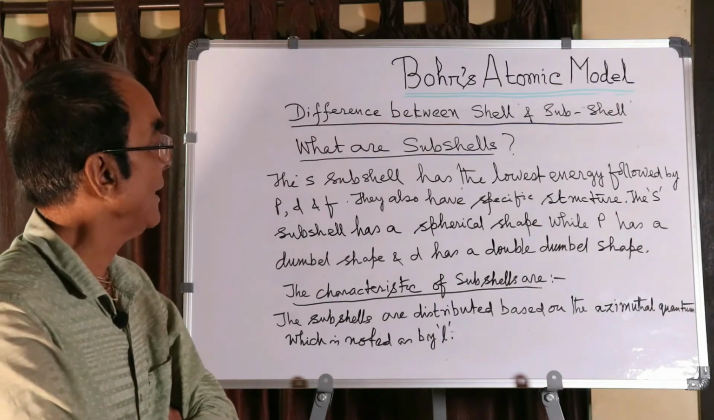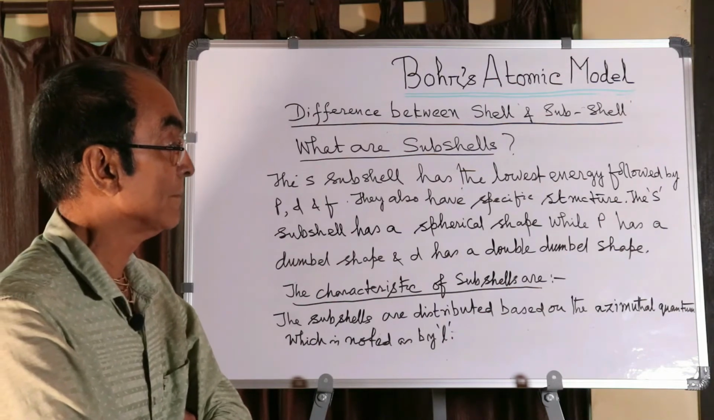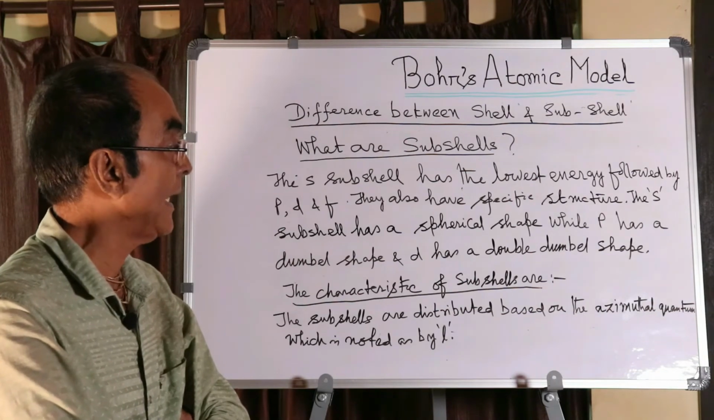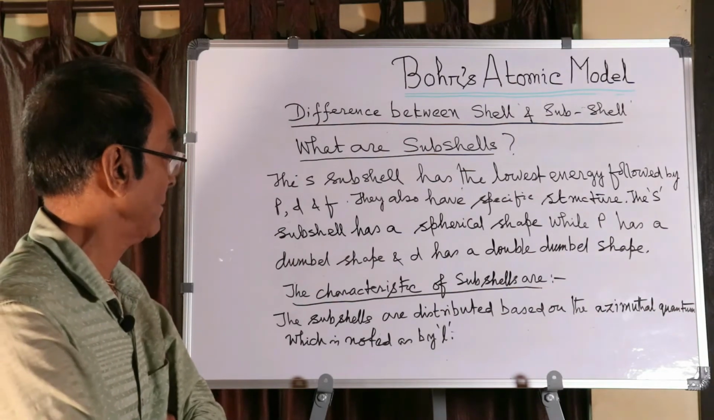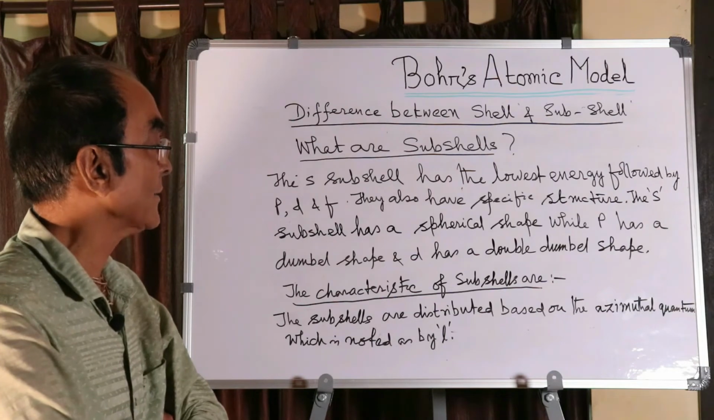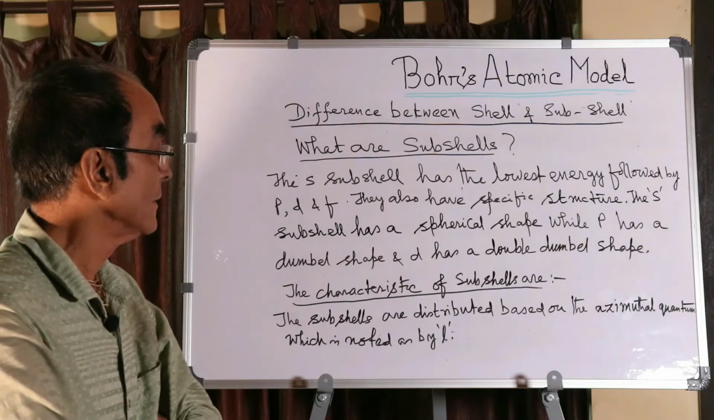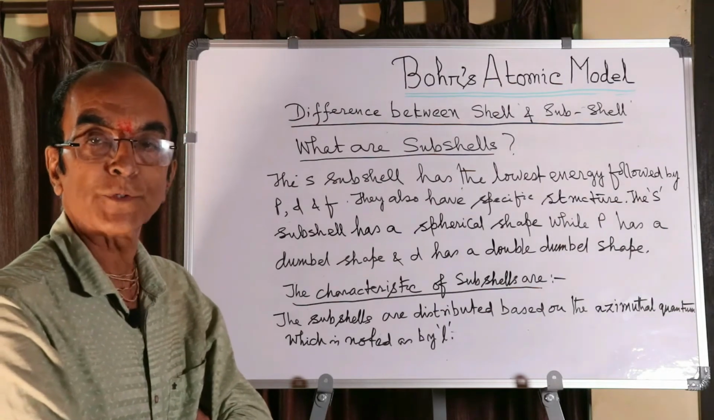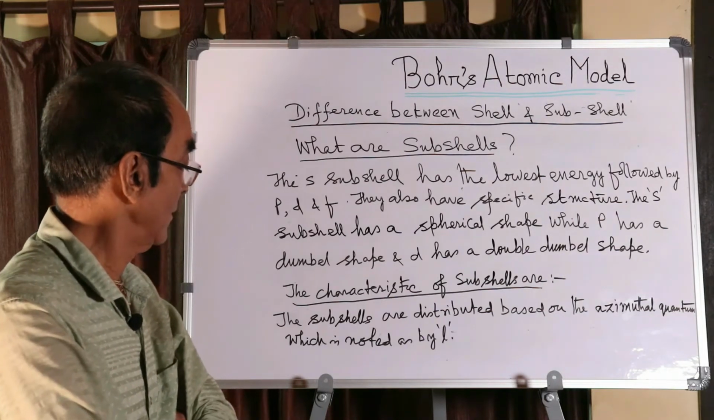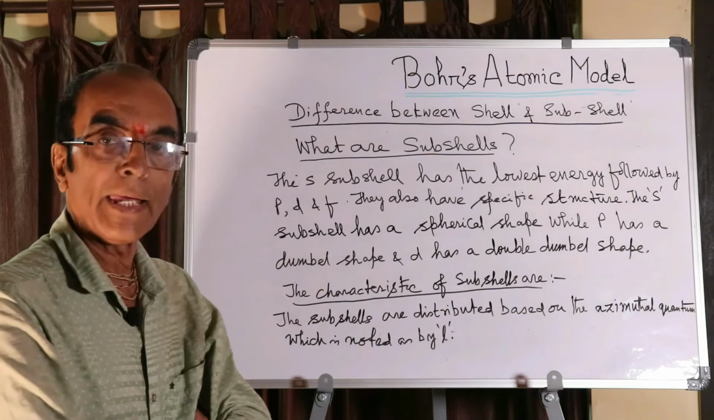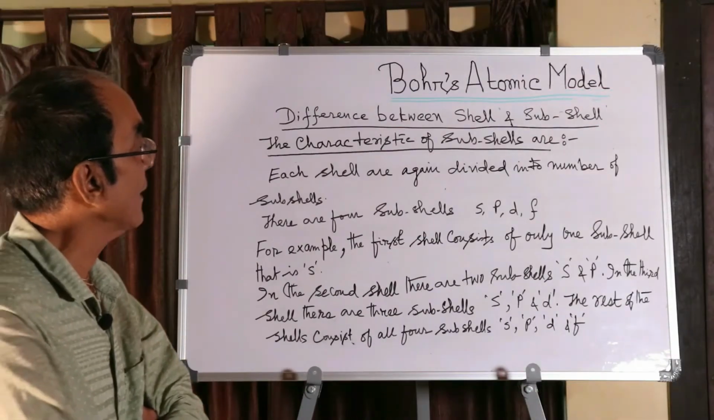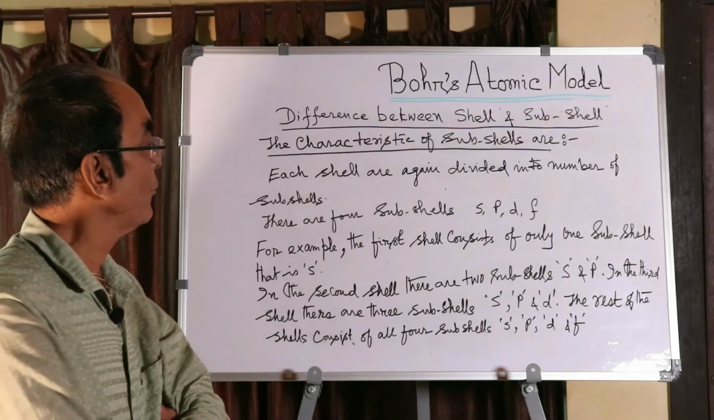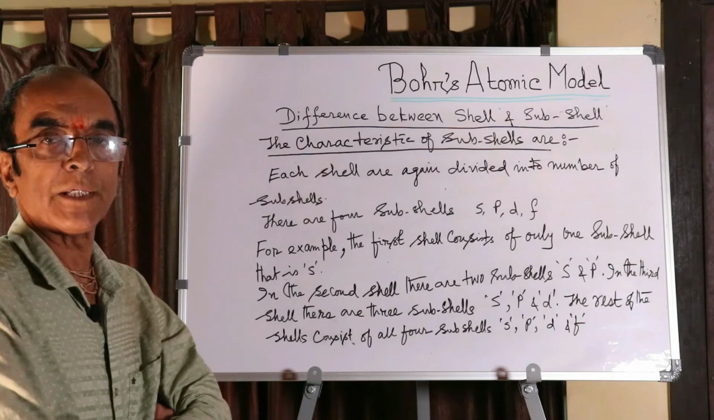The S subshell has a spherical shape, while P has a dumbbell shape and D has a double dumbbell shape. The characteristics of subshells are: subshells are distributed based on the azimuthal quantum number, which is denoted by L. Each shell is again divided into a number of subshells. There are 4 subshells: S, P, D, F.